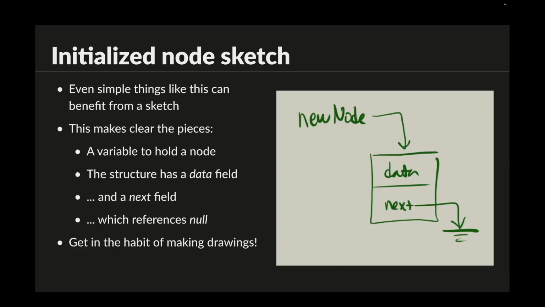Okay, so drawing out the init list code as a diagram, it might look like this. So the next reference should be null. So it seems obvious when we have a picture like this. So we're making a new node, we put some data in it, and the next reference has to explicitly be set to null.